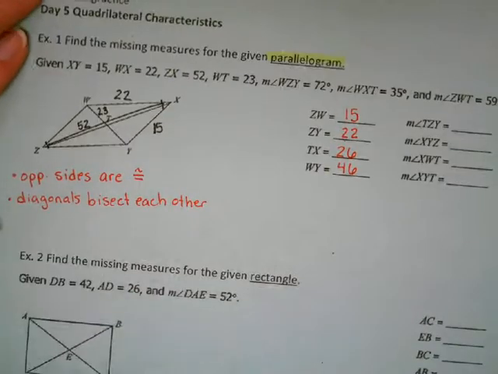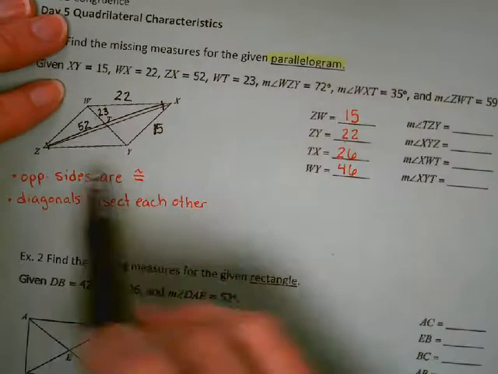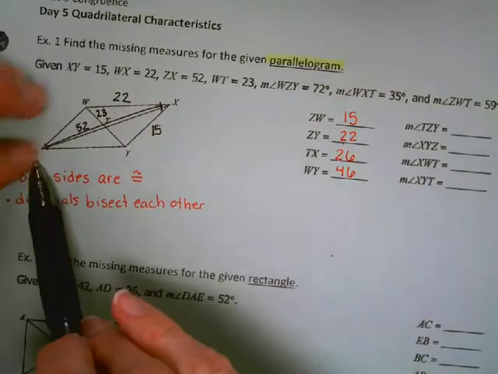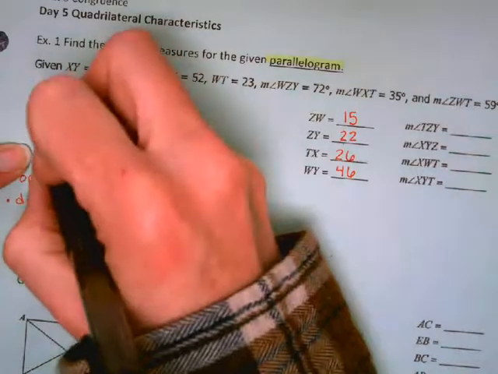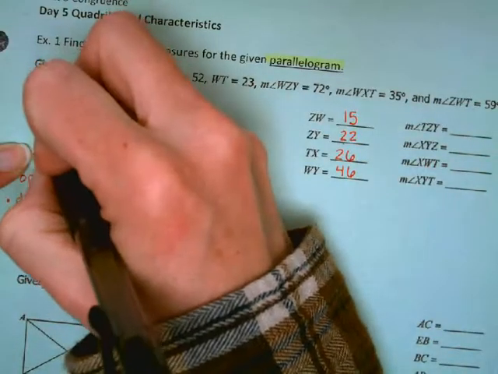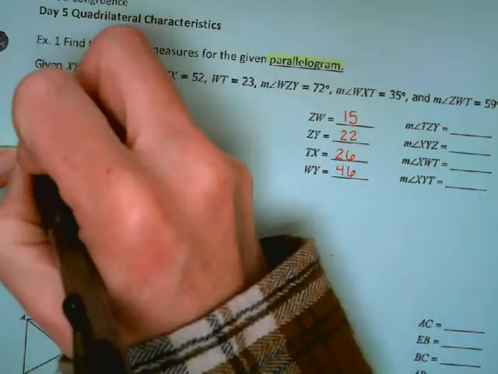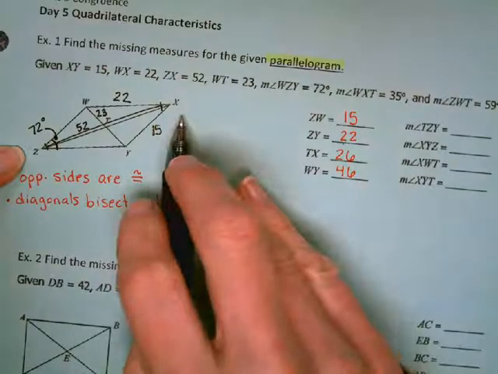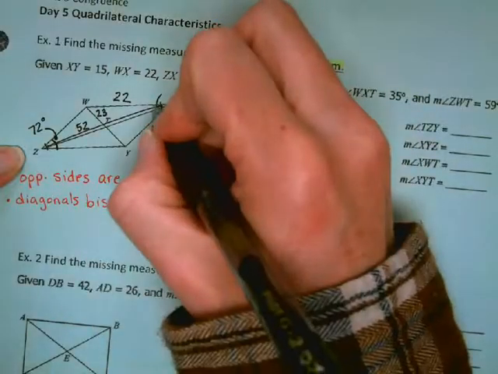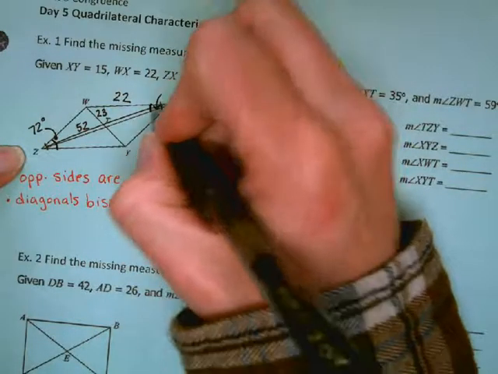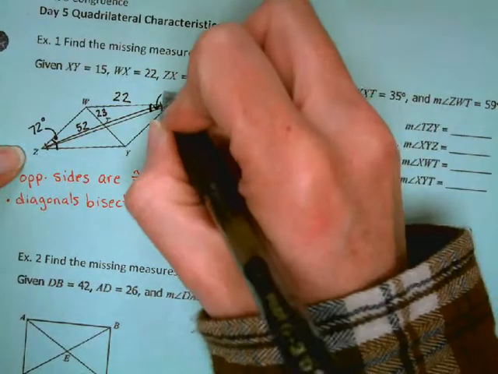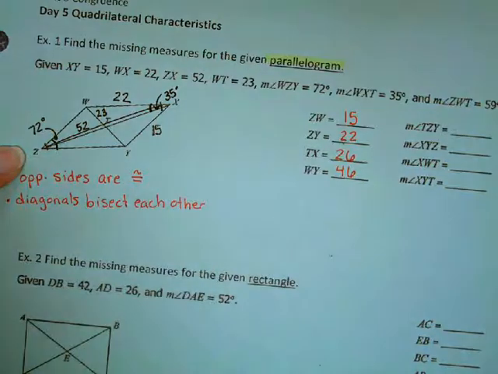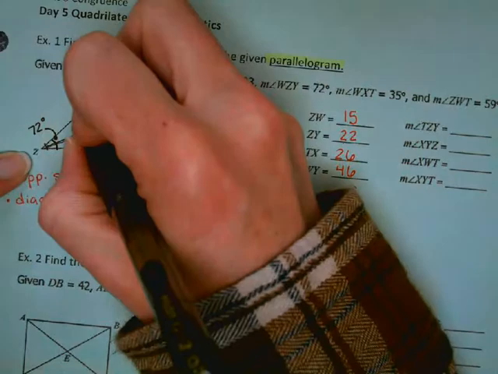The angles they gave us following the angle W, Z, Y. So this whole angle down in this corner, I'm just going to draw an arrow, this angle is 72 degrees. Alright, WXT, this angle right in here, just that little part of that angle is 35 degrees. And ZWT, this little part of this angle here is 59 degrees.